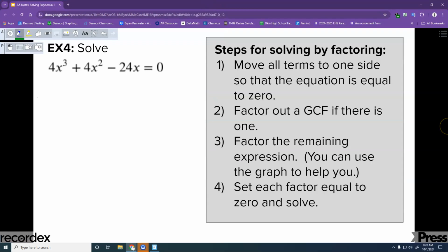So, if we're going to factor, the first thing we need to do is move everything to one side so that the equation is equal to 0. Okay? That is already done for us. We do not have to do that here. Then we will factor out a GCF if there is one. Does this problem have a greatest common factor? What is it? 4x. So I'm going to divide out the 4x.